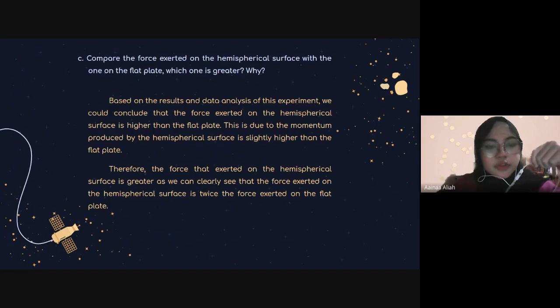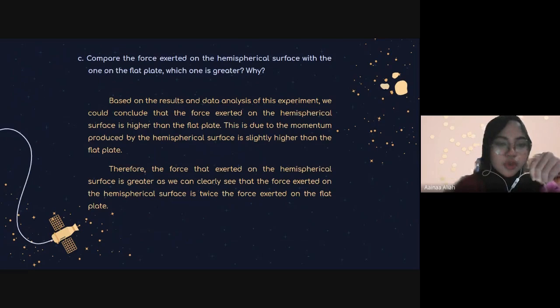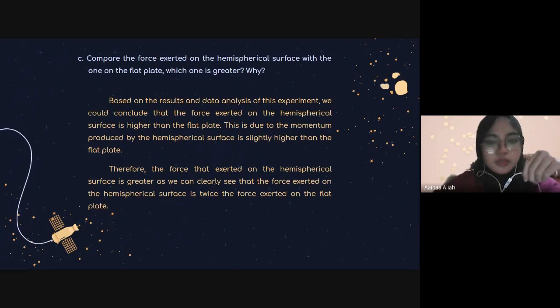Since the angle for the flat plate is equal to 90 degrees and cos 90 degrees is equal to 0, the equation for the flat plate is F theoretical equals ρAV². While for the hemispherical surface, the angle is equal to 180 degrees, so cos 180 degrees is equal to -1, and that makes the equation for the hemispherical surface F theoretical equals 2ρAV². Therefore, the force exerted on the hemispherical surface is greater, as we can clearly see that it is twice the force exerted on the flat plate.